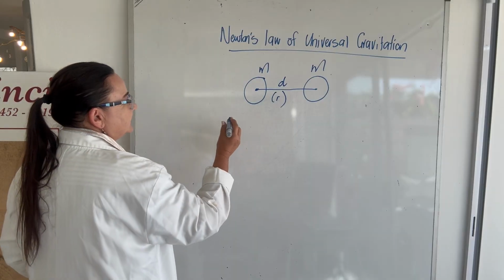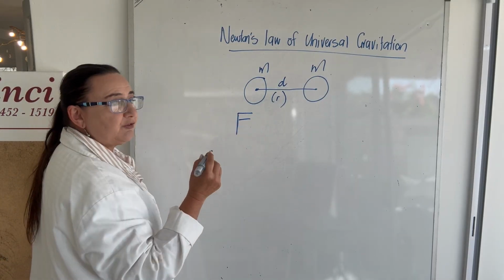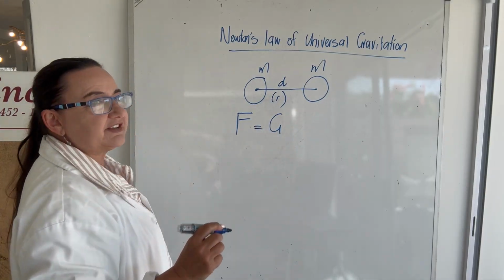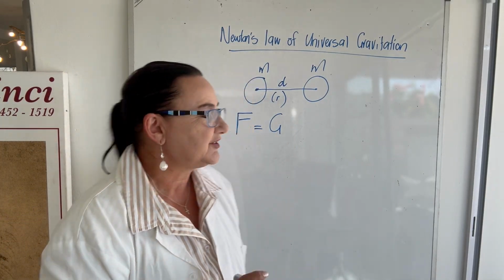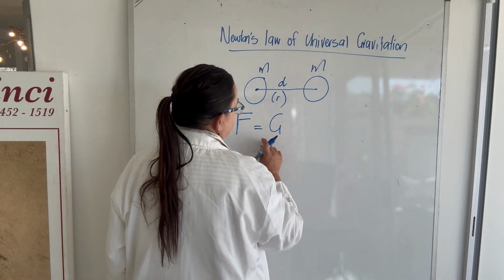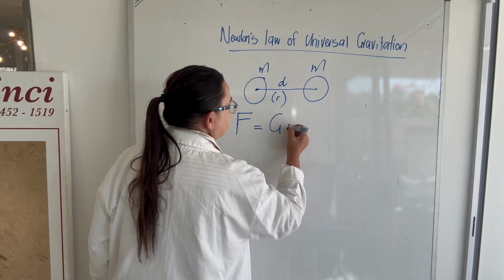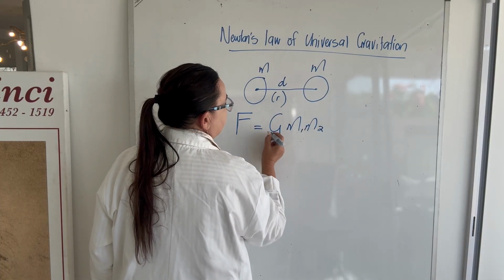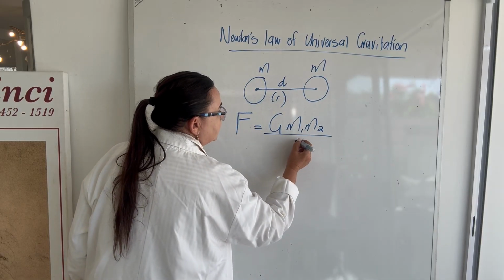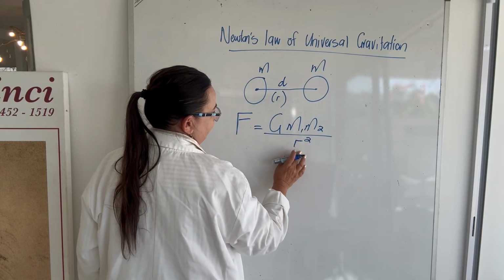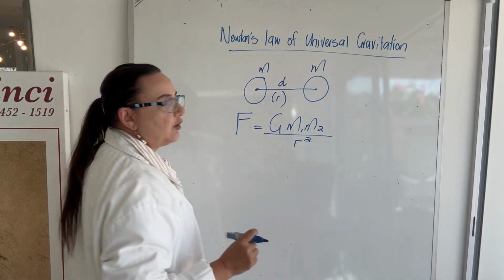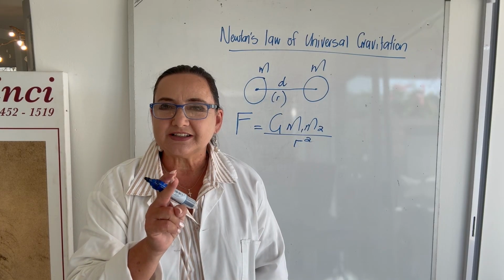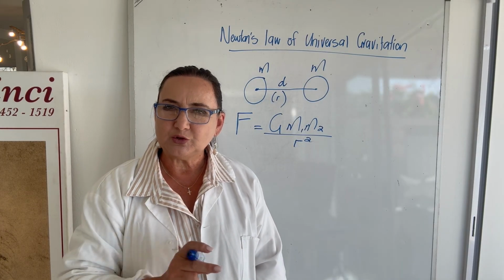So in effect it is F for force equals, now we're going to bring in a gravitational constant here to put the equal there, and then we're going to say, okay, the mass of object 1, mass of object 2, and divided by the square of r. So that is Newton's universal gravitational law.